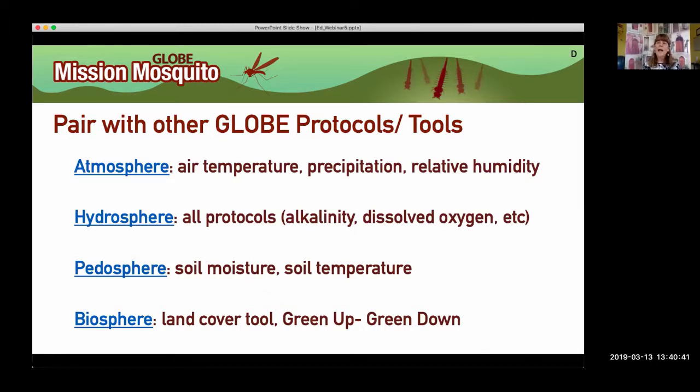Of course, the hydrosphere will help you to take a look at some of the different water variables. Precipitation, back to the atmosphere, is really important. Relative humidity. When we're talking about the pedosphere, soil moisture, soil temperature, and the biosphere, boy, would Peter Nelson love to start seeing more land cover observations coming in. That's a great way to be comparing and contrasting what's happening with your land cover and when you're seeing active mosquito season. So all of these are various protocols that can be used. You do not have to use all of them. It's a cafeteria a la carte menu. You pick and choose the ones that work best for you. Next slide, please.